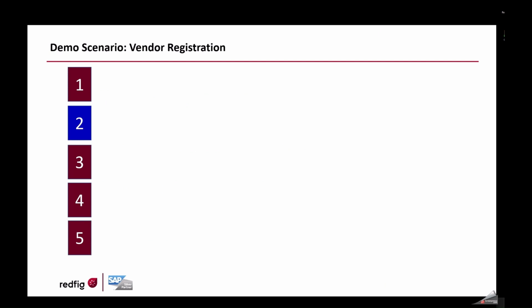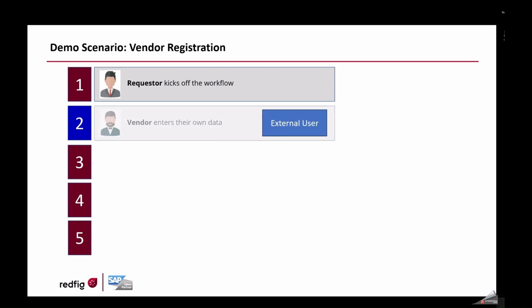This scenario is a simple 5-step vendor registration workflow. The first step is completed by the requester. This is the person who initiates the workflow. It could be any employee in the organization who has identified a new vendor that they would like to start doing business with. The second step is completed by the vendor themselves.